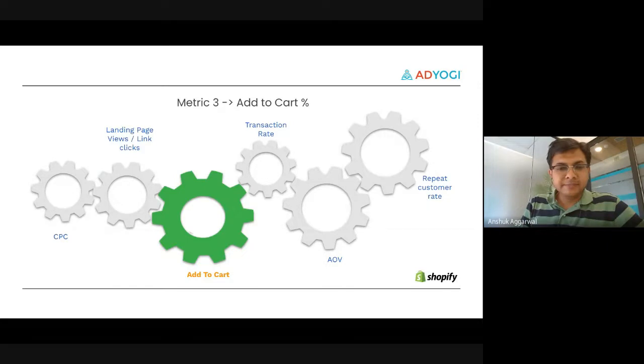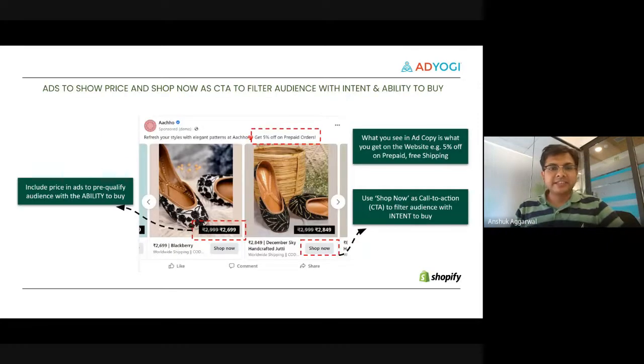Moving on to the third metric, add to cart percentage. Add to cart percentage is also a very key metric which any brand should track. What can be done to improve it? Very simple, basic logic that what you see in the ad copy is what you get on the website. Now, this is very simple to understand, but slightly difficult to implement.